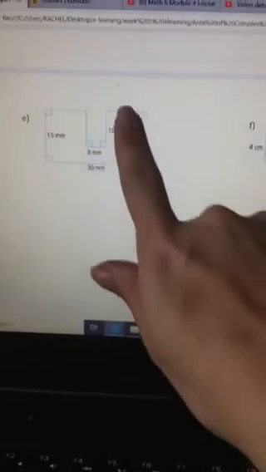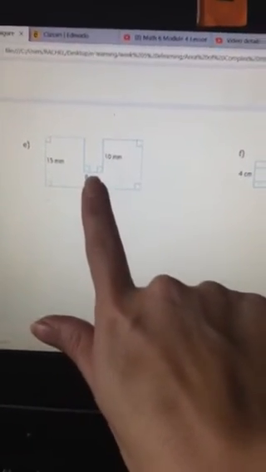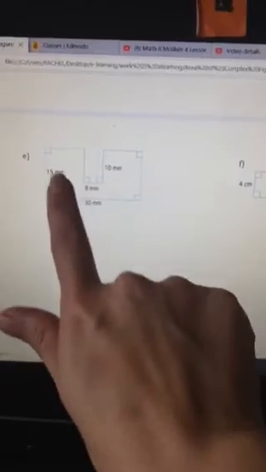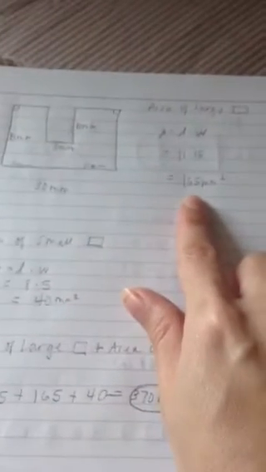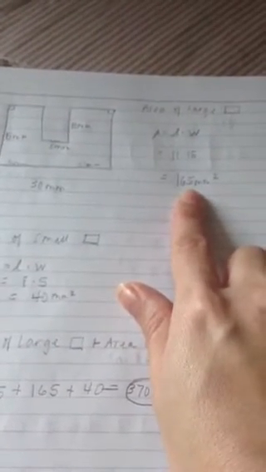So here on letter E, if you look at it, you can see a rectangle here, another rectangle, and here we have a small rectangle. So we could break it into 3 parts to find the total area. So let's first find the area of the large rectangle. So we'll find the area here. Let's do length times width. 11 times 15 gives us 165 millimeters squared. Okay, so that's the area of the big rectangle.